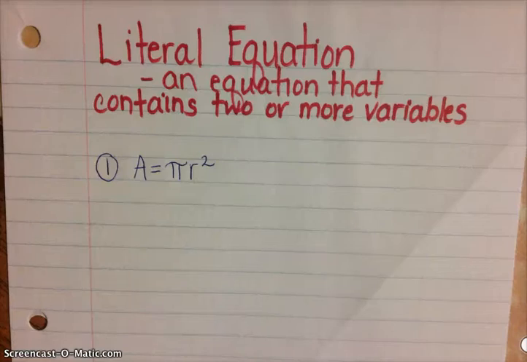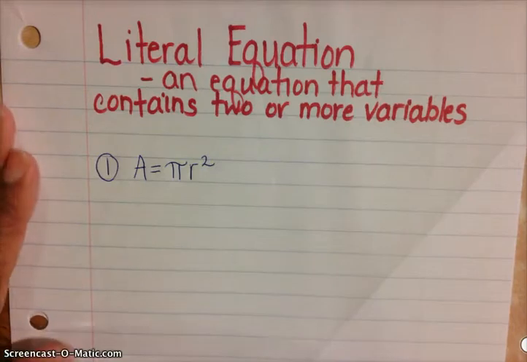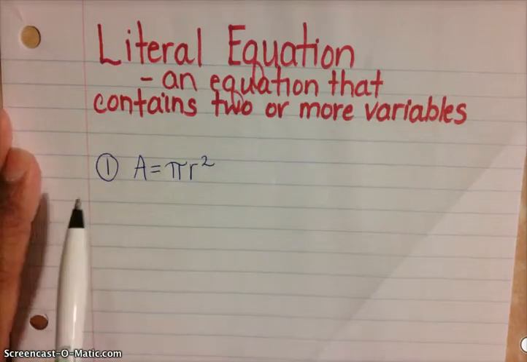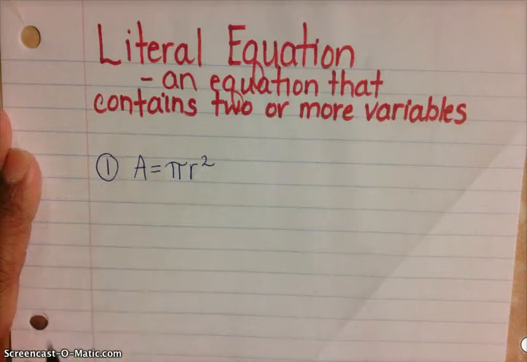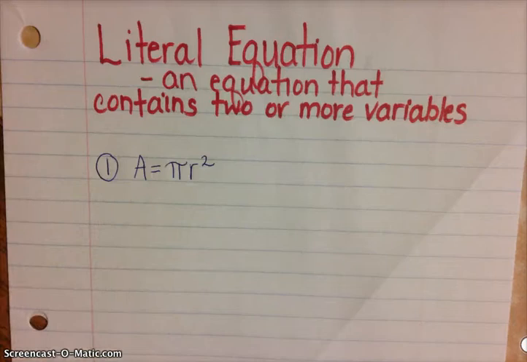Okay, we're going to talk about literal equations. A literal equation is an equation that contains two or more variables. Our first example of a literal equation is A equals pi times r squared. This is the formula that we use to find the area of a circle. Because it has two or more variables, it's called a literal equation.